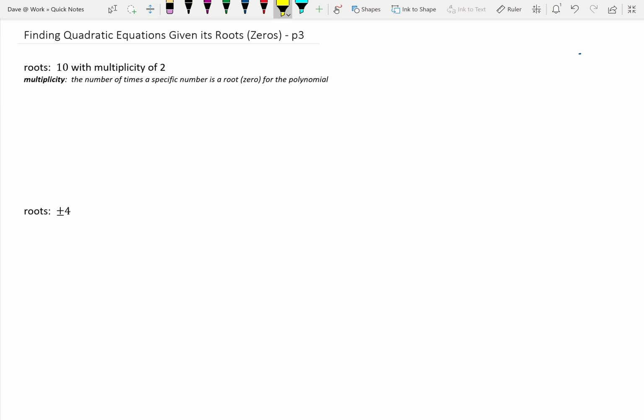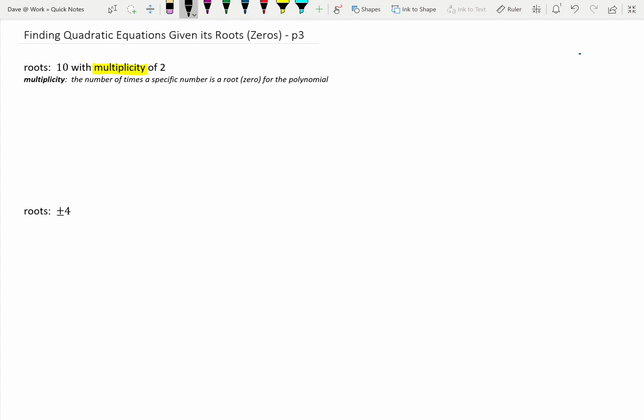The focus of the examples that I'm using now for finding quadratic equations given its roots or zeros are the special quadratic expressions that I'll generate. Let's study the vocabulary term multiplicity first. Multiplicity is the number of times a specific number is a root or zero for the polynomial.